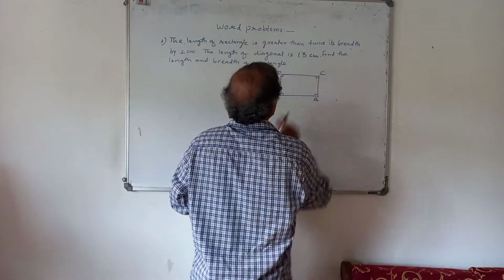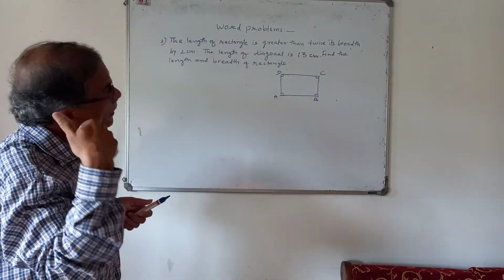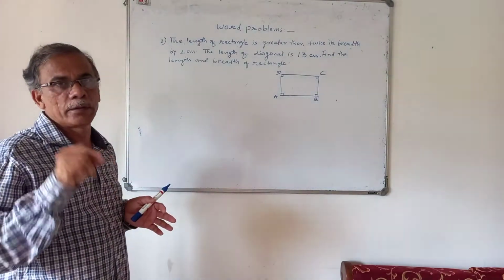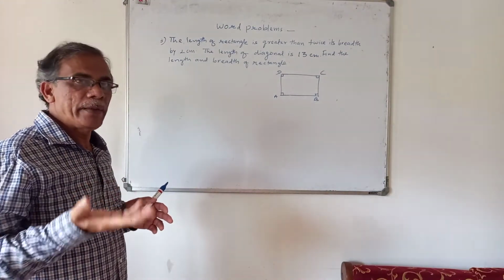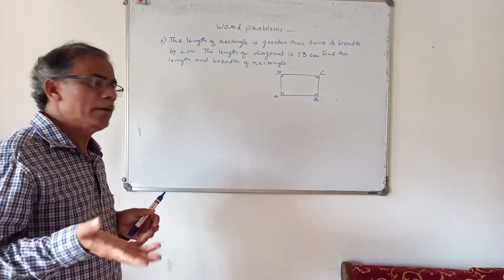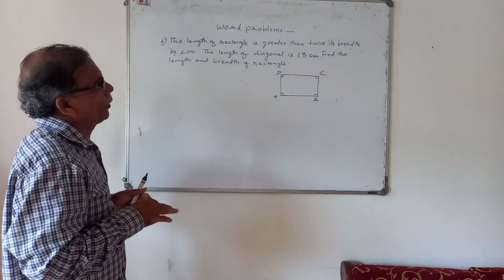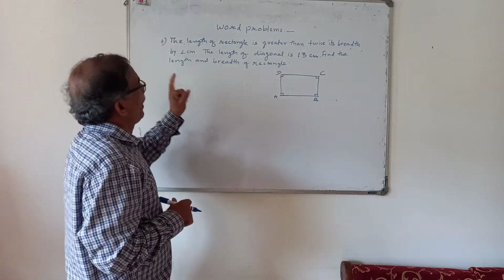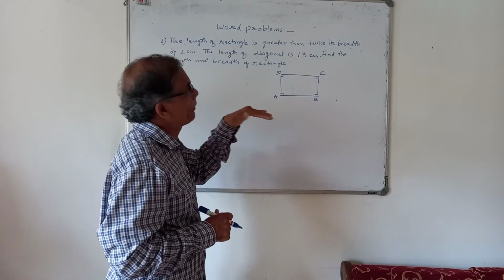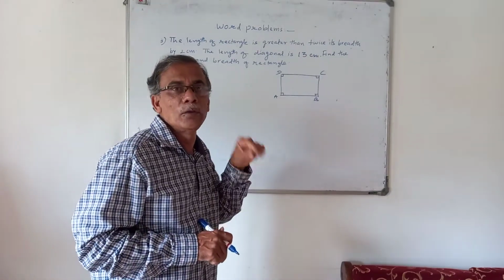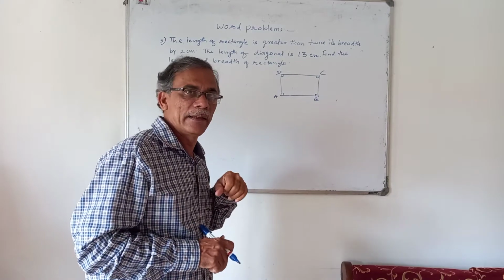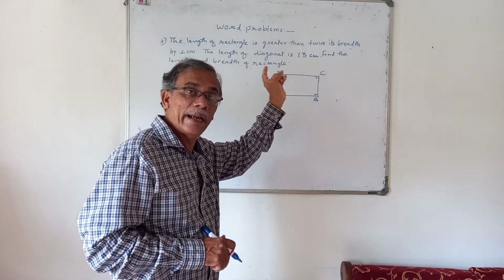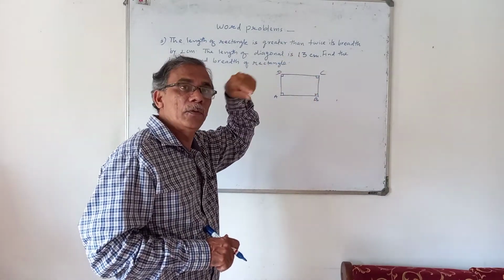Now what he says: the length is greater than twice its breadth by 2. So now any one dimension we have to assume as x. Which dimension should we assume as x? You can assume x as either length or breadth. But if you want to make it simpler, the length is greater than twice its breadth, so the length is greater than breadth. So you assume the breadth as x.